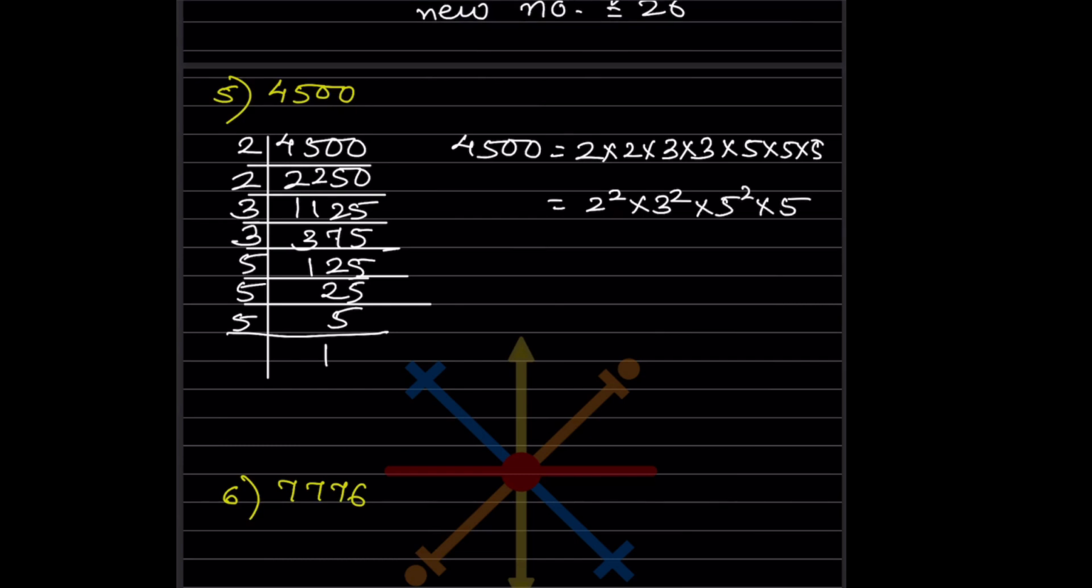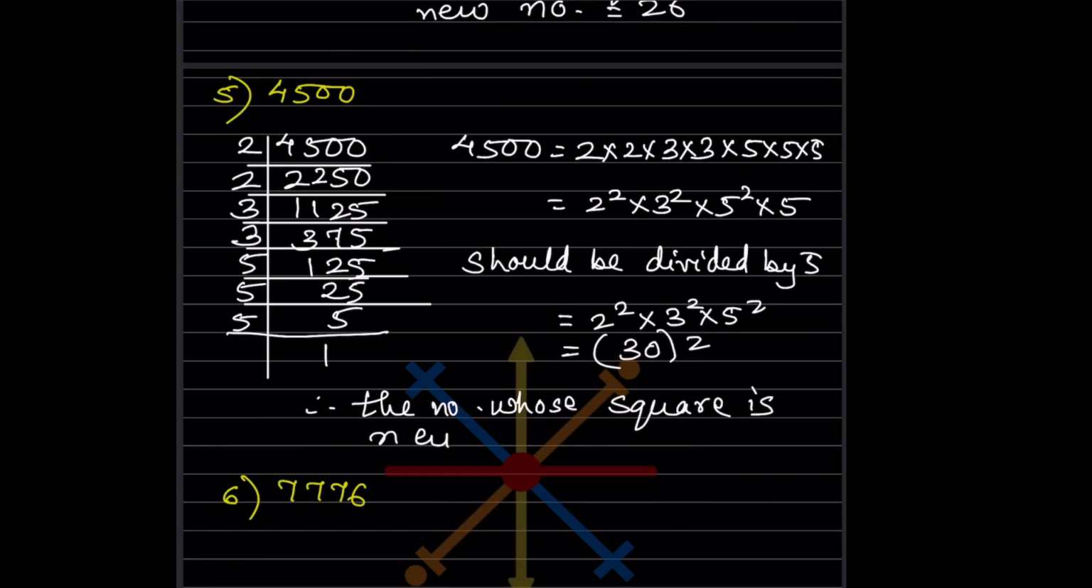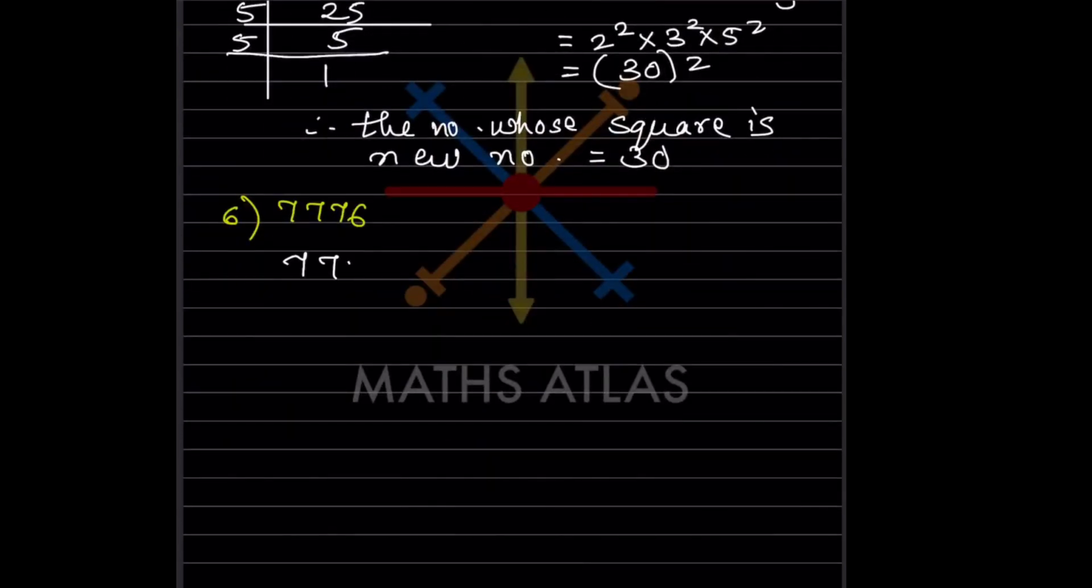So now what are we going to do? We are going to divide by, should be divided by 5. So what remains is just 2 square into 3 square into 5 square. So now what will you write here? 3 2s are 6 and 6 5s are 30. That is going to be 30 square. So we can write here, therefore, the number whose square is new number is equal to 30. So now let us see for this one.